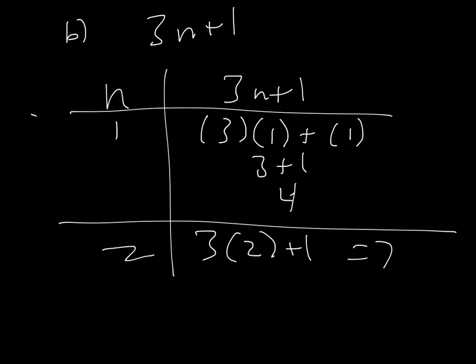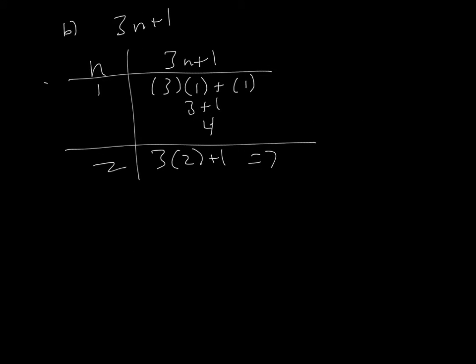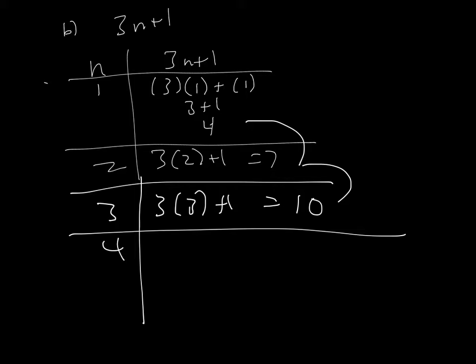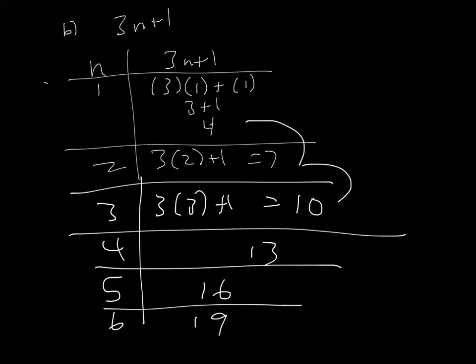And then 3 is going to be 3 times 3 plus 1. 3 times 3 is 9, plus 1 is 10. And you're going to notice that this trend continues. It goes up by 3, it goes up by 3. Now, 4 is going to be 13, 5 is going to be 16, and 6 is going to be 19.